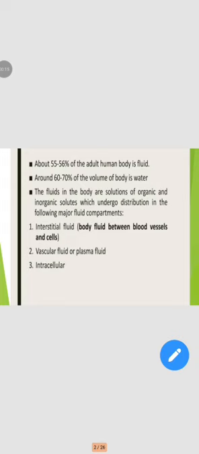Today's topic is major extracellular and intracellular electrolytes. About 55 to 56% of the adult human body is fluid. Around 60 to 70% of the volume of the body is water. The fluids in the body are solutions of organic and inorganic solutes which undergo distribution in the following major fluid compartments.